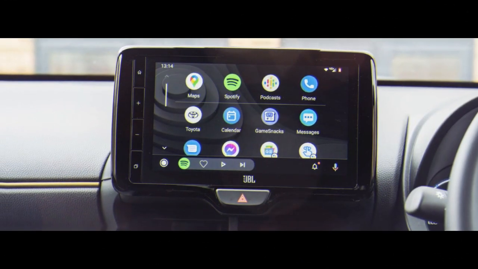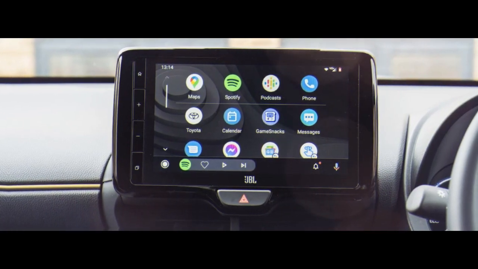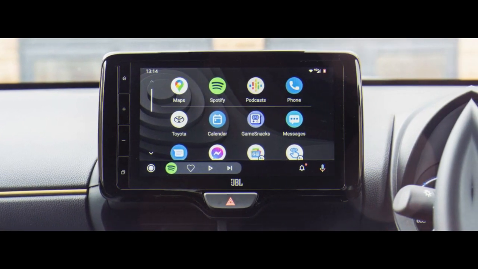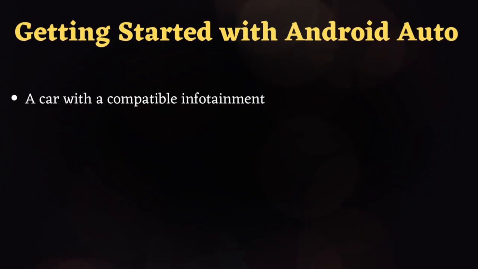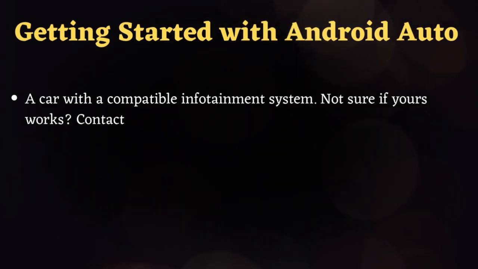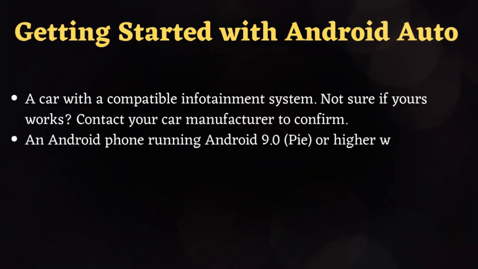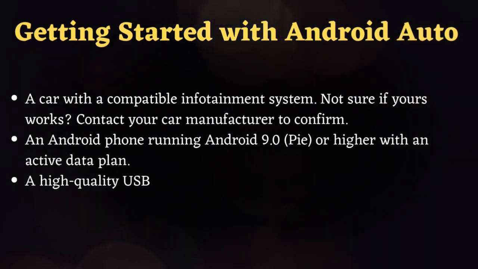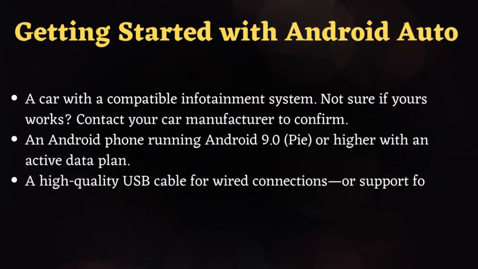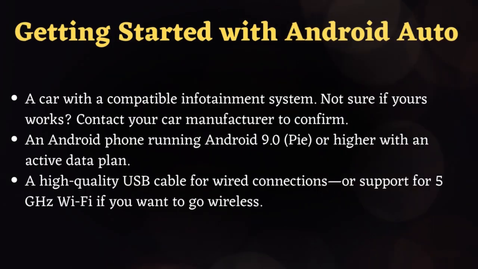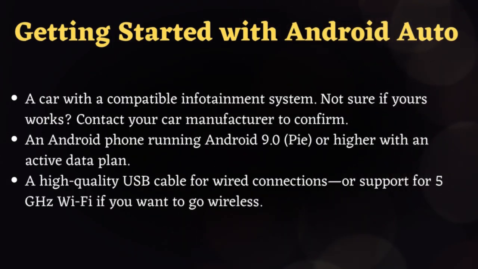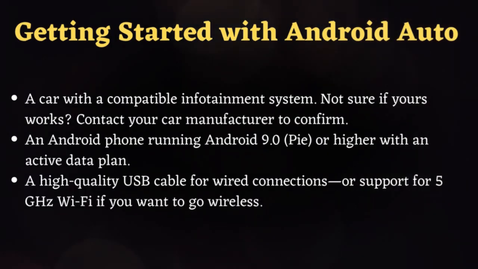Getting started with Android Auto. Before you dive in, let's make sure you have everything you need. You'll need a car with a compatible infotainment system. Not sure if yours works? Contact your car manufacturer to confirm. An Android phone running Android 9.0 Pie or higher with an active data plan. A high-quality USB cable for wired connections. Or support for 5 GHz Wi-Fi if you want to go wireless.